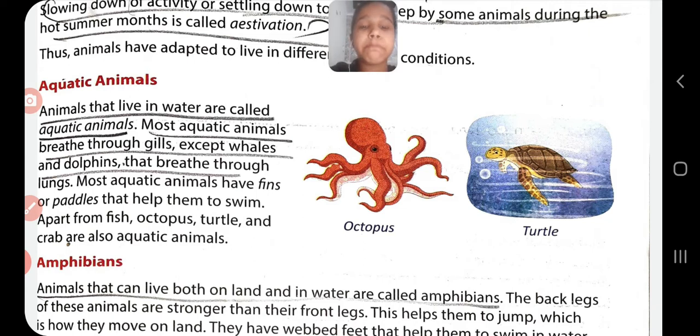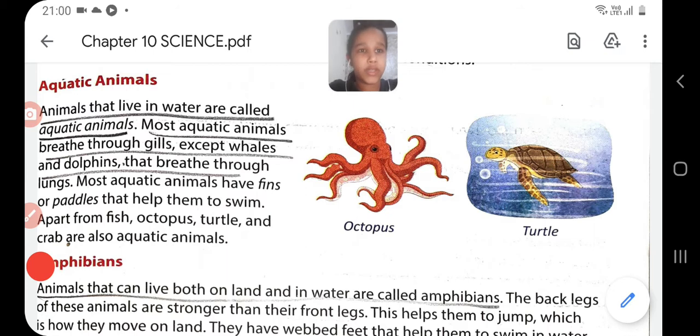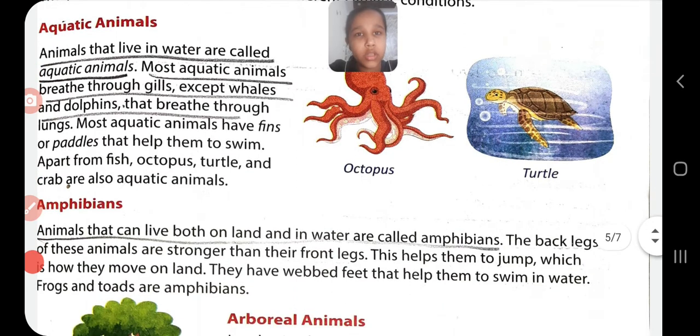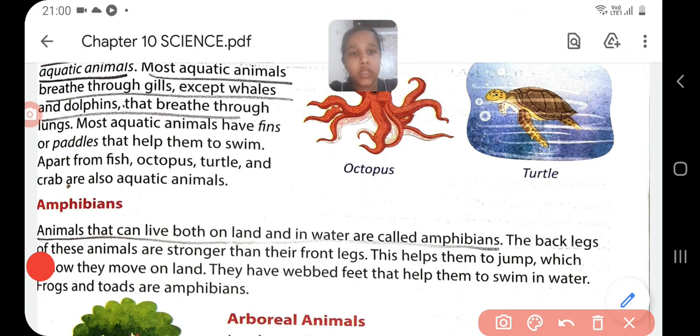Okay, and apart from fish, octopus, turtle and crabs are also aquatic animals. So turtle is also an aquatic animal. Now, what is the function of breathing in whales and dolphins? They breathe through what? Lungs. Okay, they breathe through lungs.